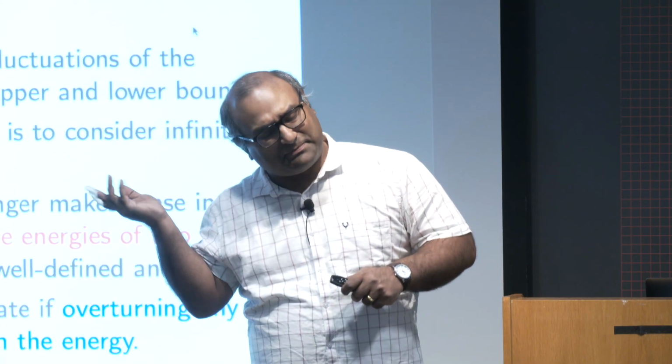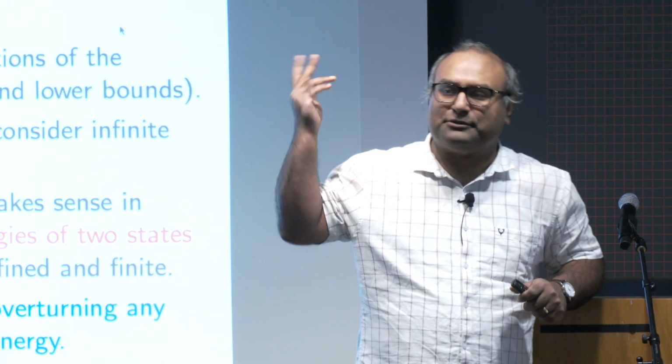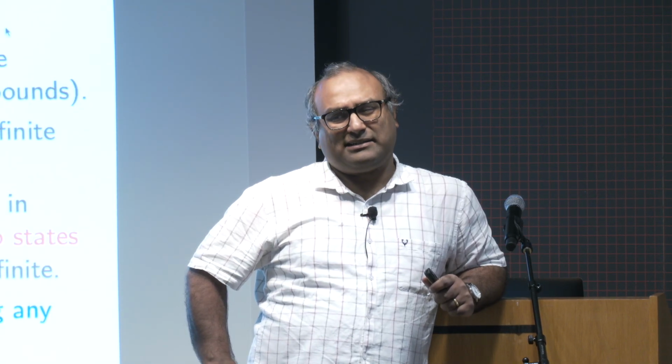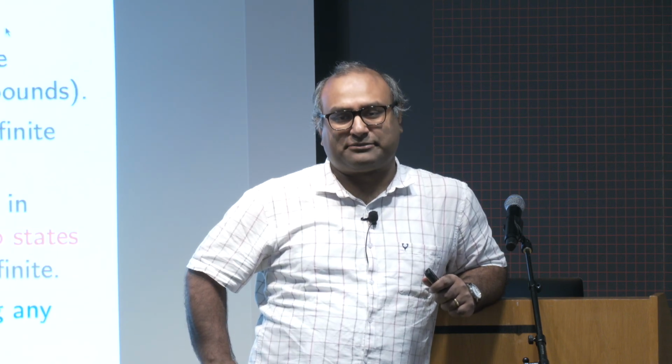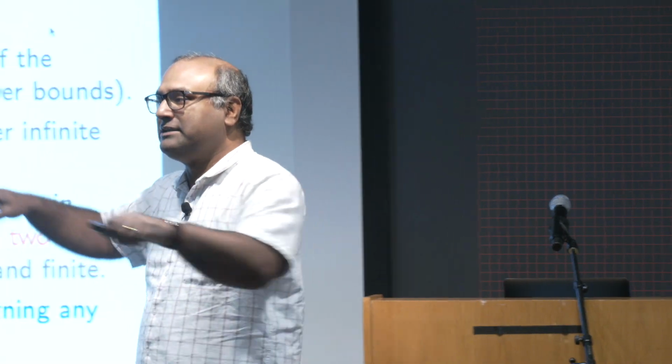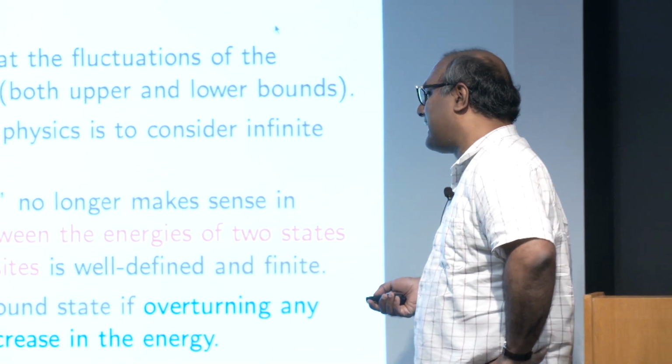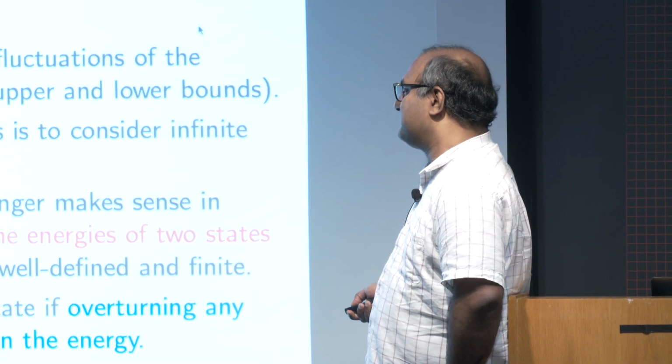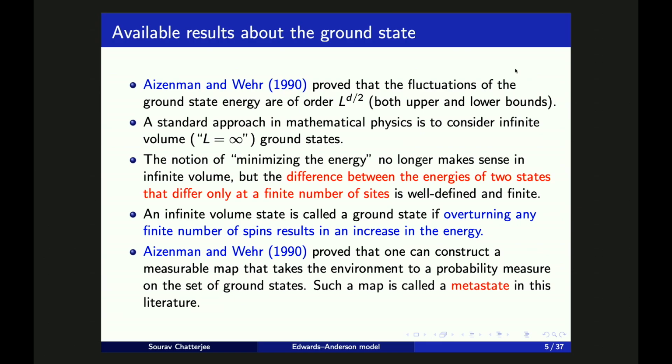I found, it's not published anywhere, but Michael Eisenman obviously knows it, that there is a way to measurably pick. But there is probably not a way to measurably pick in a way that is translation equivariant. It's not clear how to go from an environment to a ground state. What Eisenman and Ware proved is that one can construct a measurable map that takes the environment to a probability measure on the set of ground states that is equivariant under translations. Such a map, which takes the environment to a probability measure on the set of ground states, is called a metastate.